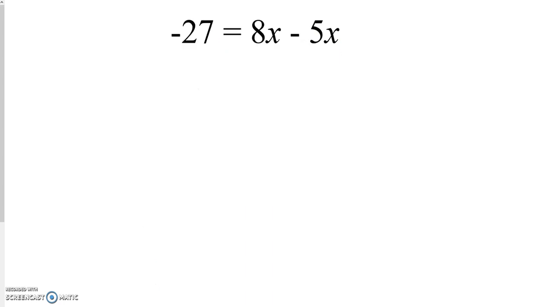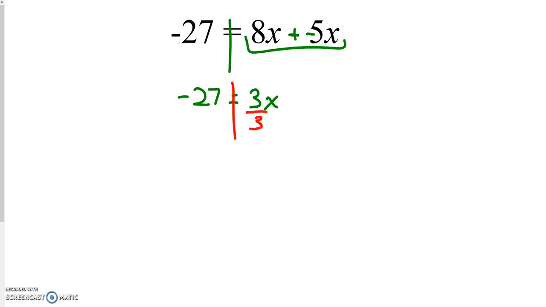Another one. Combine like terms. 8x minus 5x, or 8x plus -5x, however you want to think of that. Gives me 3x on this side, -27 on this side. Undo addition and subtraction, but there isn't any. Undo multiplication and division. I'm going to divide by 3. -9 is x.